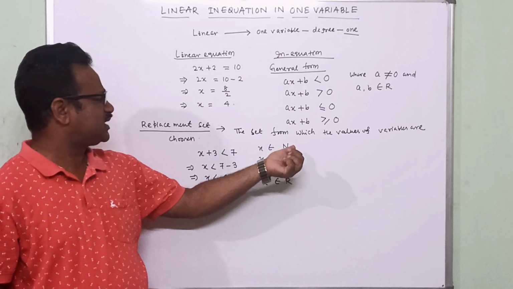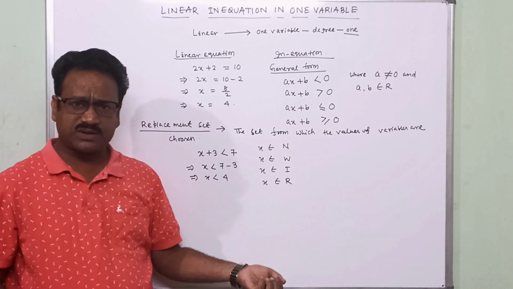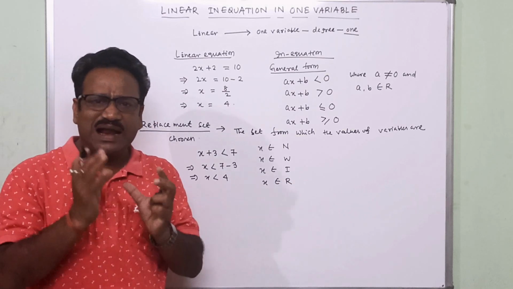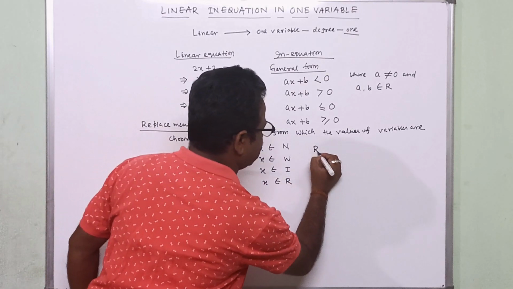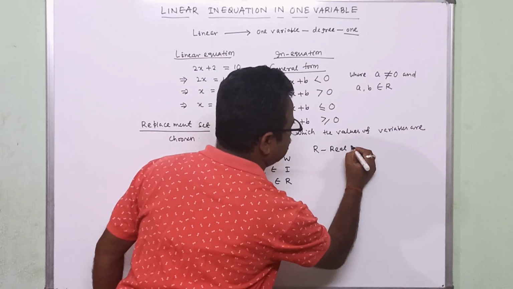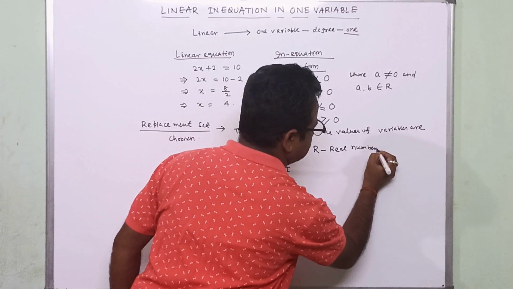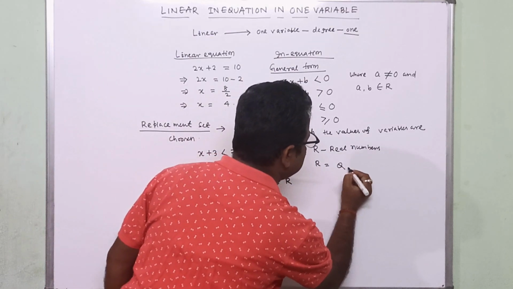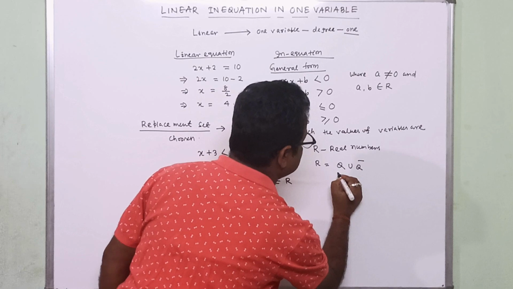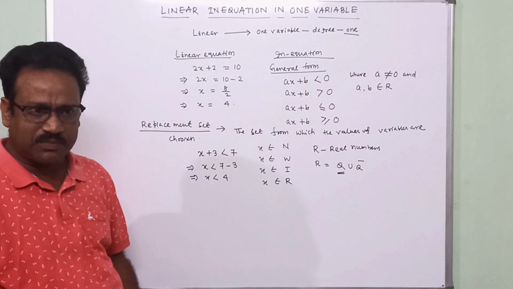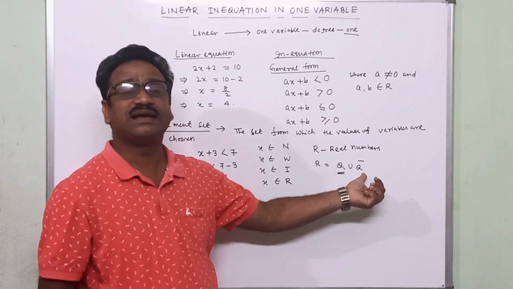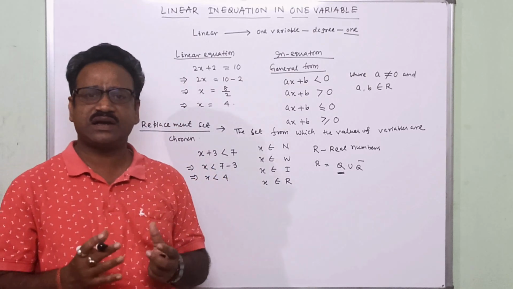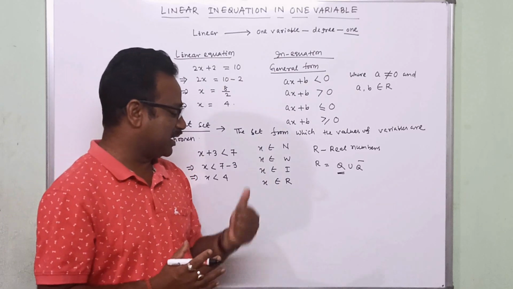You know about the natural numbers, you know about the whole numbers, you know about the integers. Now about the real numbers. Set of real numbers. R is equal to Q union Q prime. Q is the rational numbers and Q prime is the irrational numbers. The union of rational numbers and irrational numbers makes the real numbers.